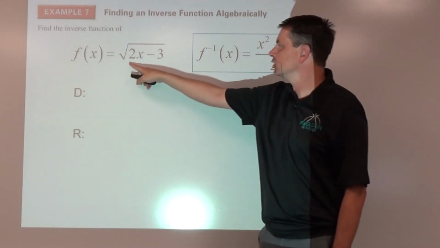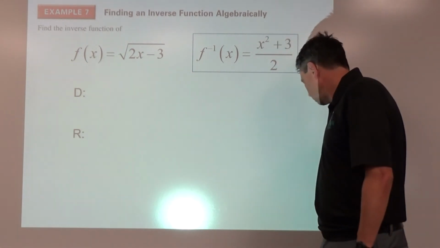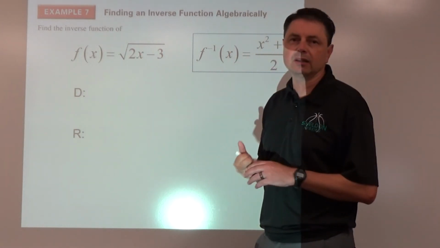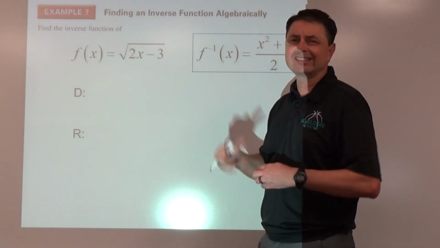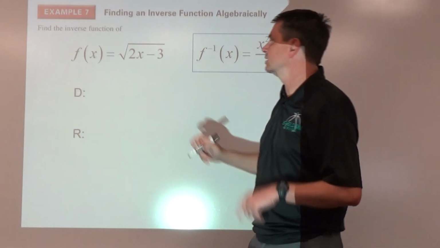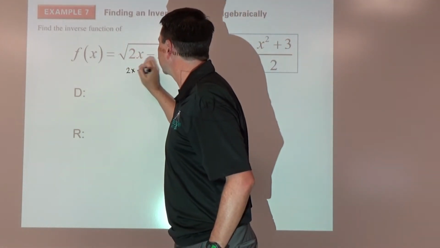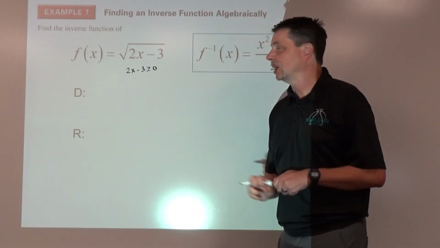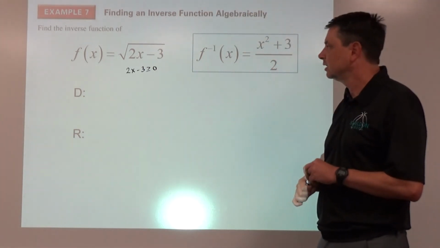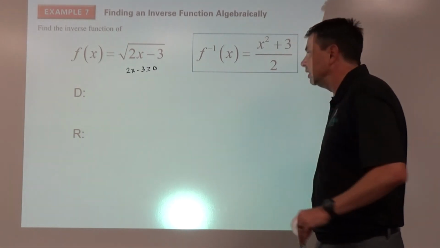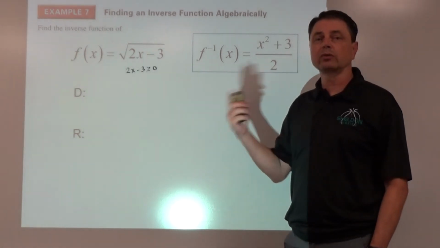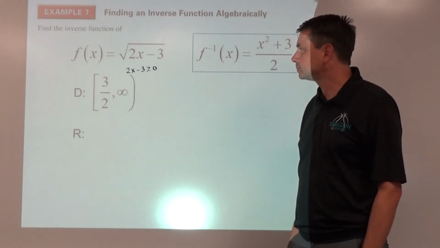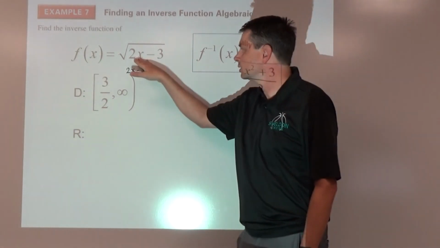Like for example, the domain over here. Well, one thing that we do know is that we're only allowed to take the square root of things that are non-negative, so positive and 0. So we know that 2x minus 3 has to be greater than or equal to 0. And if we solve that for x, we're going to get x has to be greater than or equal to 3 over 2. So that's our domain.